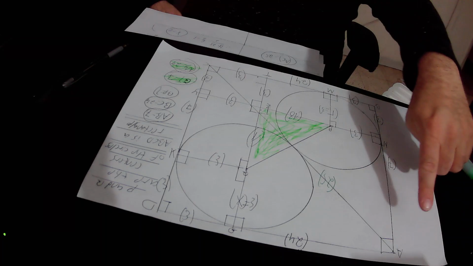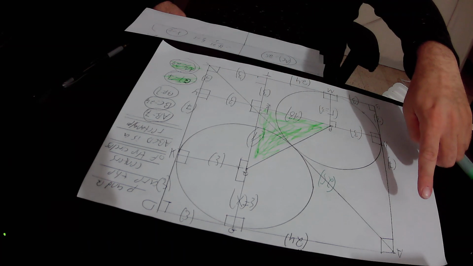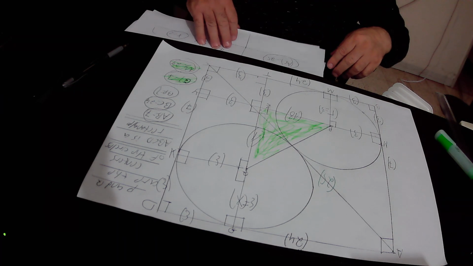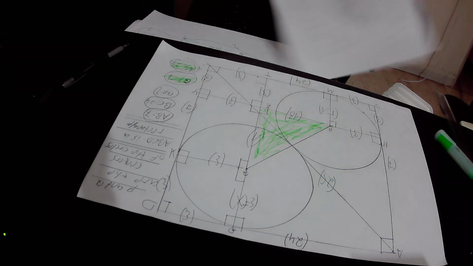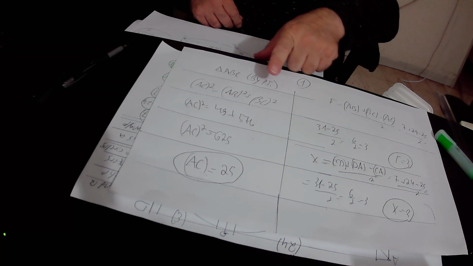Then we focus on the right triangle ABC. According to the Pythagoras theorem, in this right triangle ABC, AC squared equals AB squared plus BC squared. Repeat again, in the right triangle ABC, AC squared equals AB squared plus BC squared.